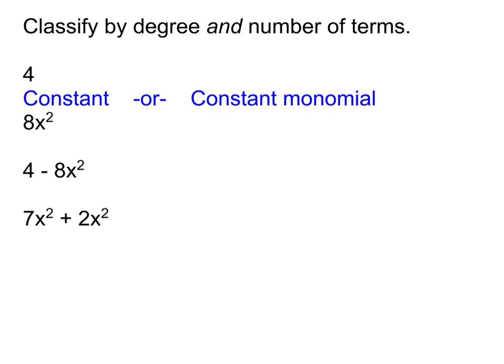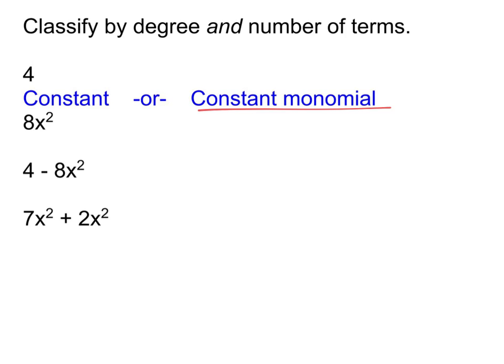Now, a little detail on this one. Every single constant can only have one term. So in this particular case, you actually are allowed to just write constant if you want to. This is the only type where you can only list one word. But if you list constant monomial, that's not wrong. That's still good, because yes, it is constant and it is a monomial. It's just that every constant is a monomial.